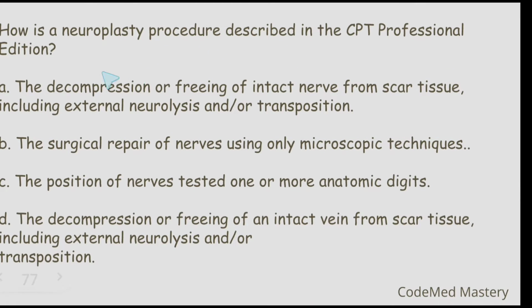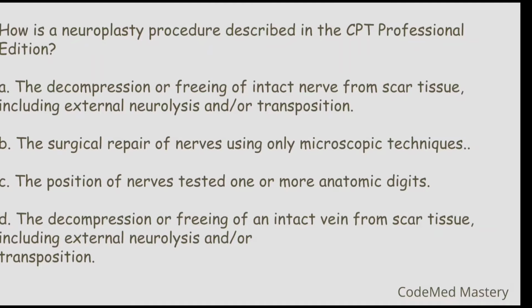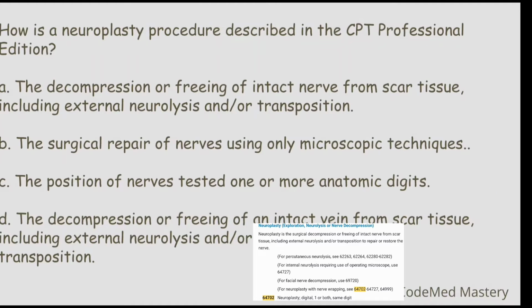How will you find the answer for this question? In your CPT book, go to the index, find the term neuroplasty. Under that, you will get the code range 64716, 64702, 64704. Go and check the code 64702. Above the code 64702, you can find the heading neuroplasty. Under that, they have mentioned the definition. Neuroplasty is the surgical decompression or freeing of intact nerve from scar tissue, including external neurolysis and or transposition to repair or restore the nerve. So, the right answer is option A.